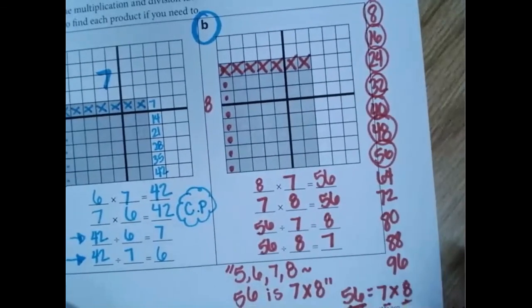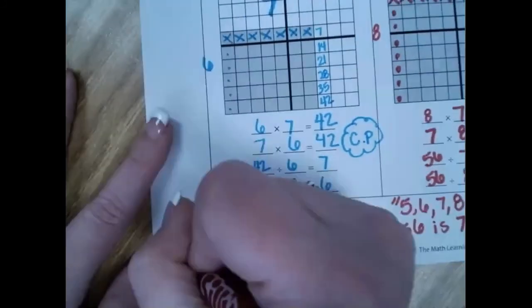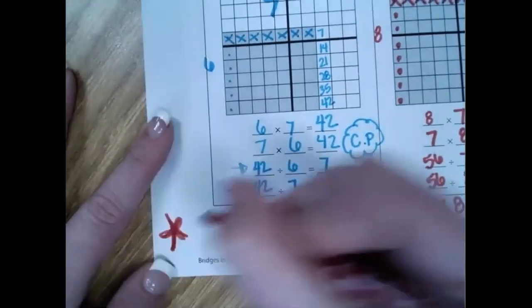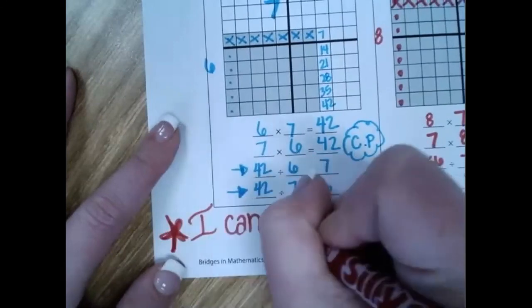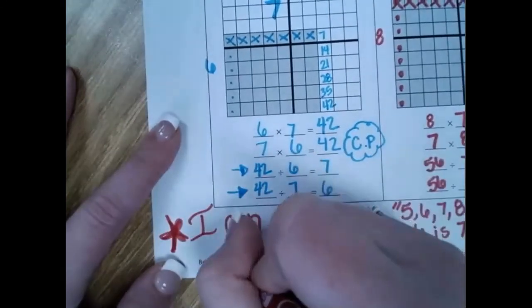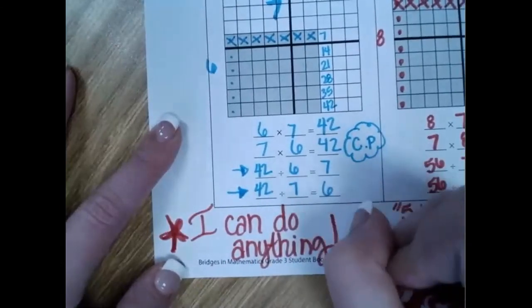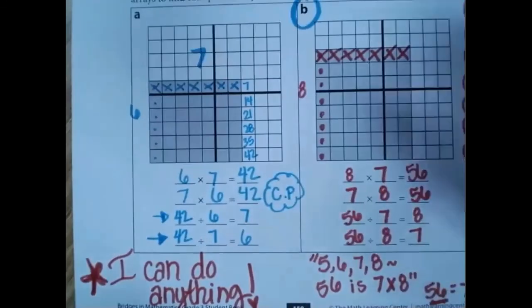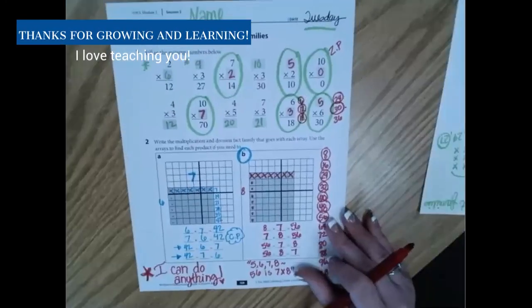All right, so if you are still watching, I want you to write something right here for me. Put a star or any kind of little doodle that you may have. And I want you to write, I can do anything. And if Miss LaFleur and Miss Gerald see this on your paper, then we are going to know that you did this whole page together with me and you checked your work, so you are going to get all your points.